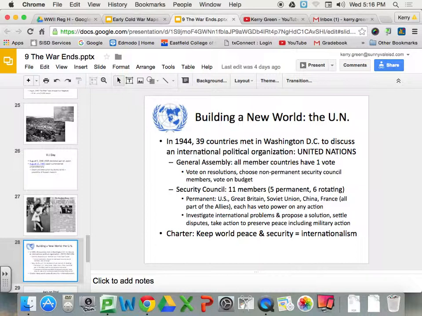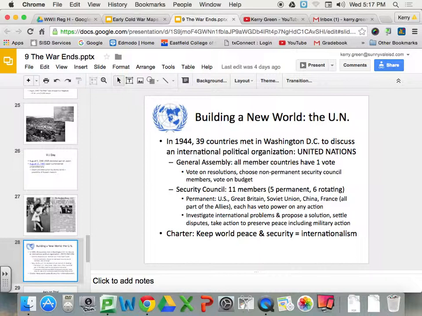You have the United Nations. Sometimes there's questions about this on the STAR test, so I want to mention it. Keep in mind that this starts in 1944, and I mentioned that the Tehran Conference lays the foundation for this. These countries meet in the United States. They form the United Nations. You have a General Assembly where all member countries have one vote.